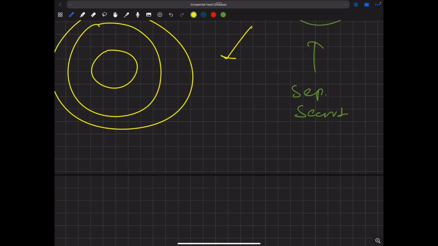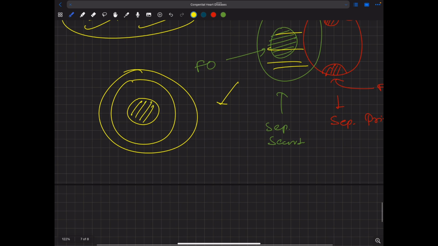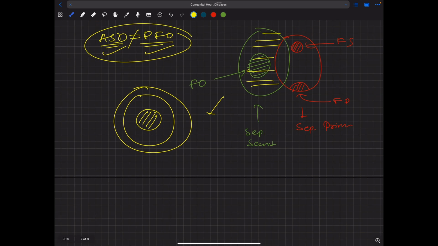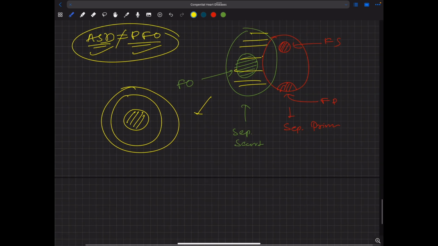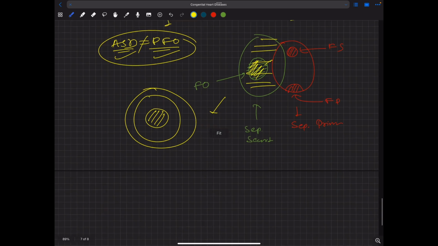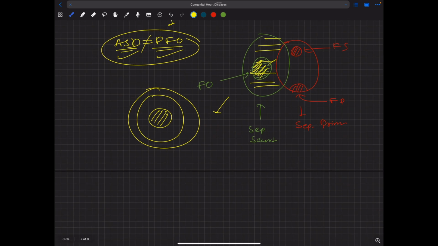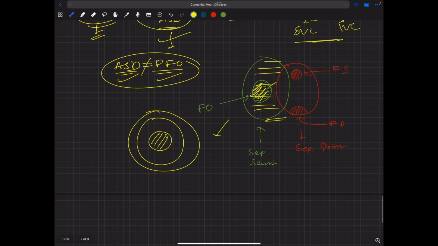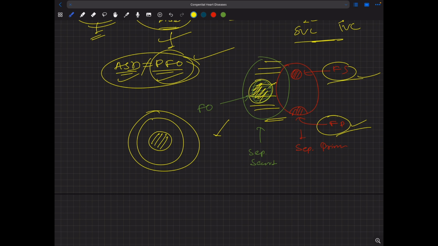So this is called foramen ovale. When these two fuse, this will obviously be closed. If the foramen ovale is not closed, if these two structures are not fused with each other, that will lead to development of patent foramen ovale. It is different from atrial septal defect. Atrial septal defect is most commonly associated with foramen primum or foramen secundum, or we can call it ostium primum or ostium secundum. But patent foramen ovale is a totally different thing.